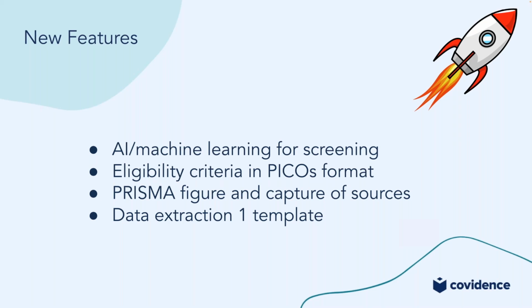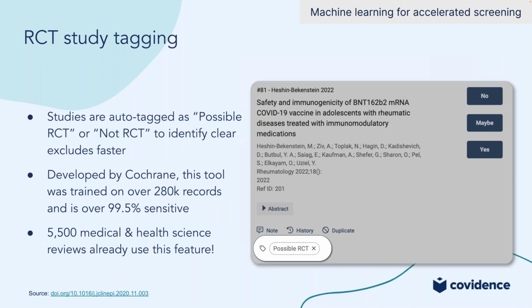The RCT study tagging is currently available for reviews in medical and health science. It uses a highly sensitive algorithm developed by Cochrane. It's called the Cochrane RCT classifier. So screening a single title and abstract takes about 1 minute per record, we estimate.